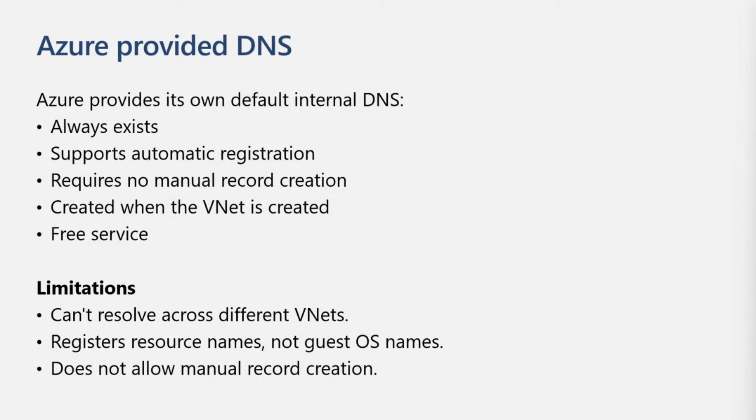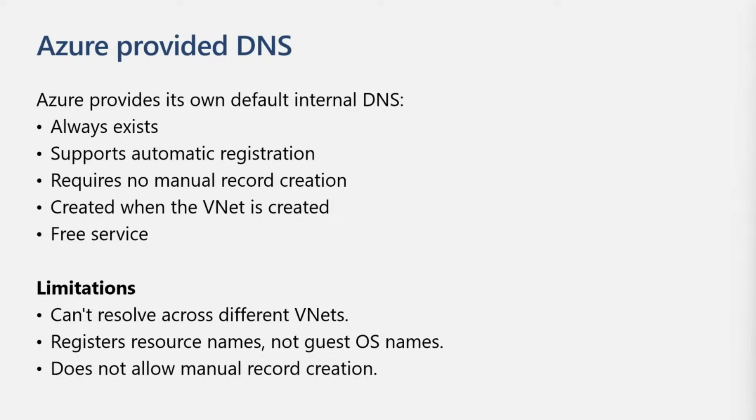So with Azure-provided DNS, we provide our own default internal service, and it provides an internal DNS zone that always exists. It supports automatic registration and requires no manual record creation. And this is created when the VNet itself is created. I think one thing to note, it's also a free service.